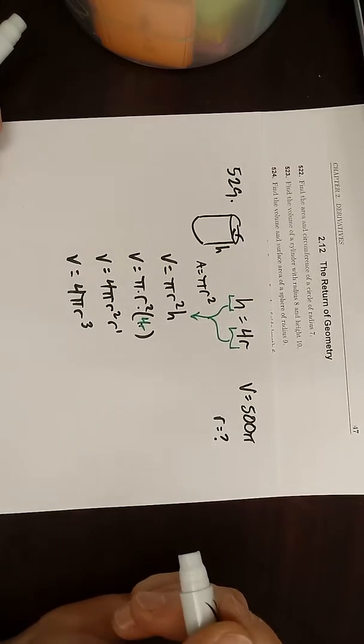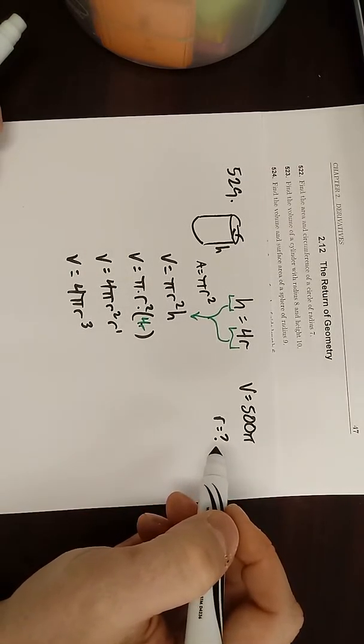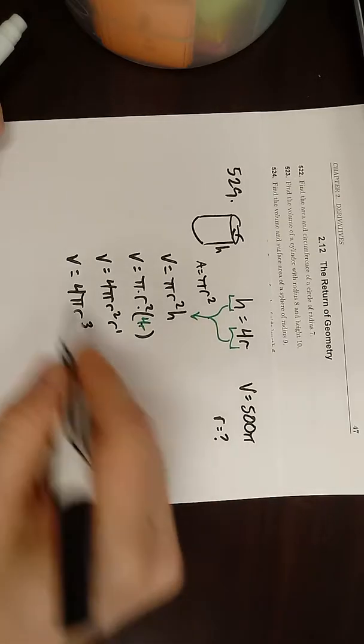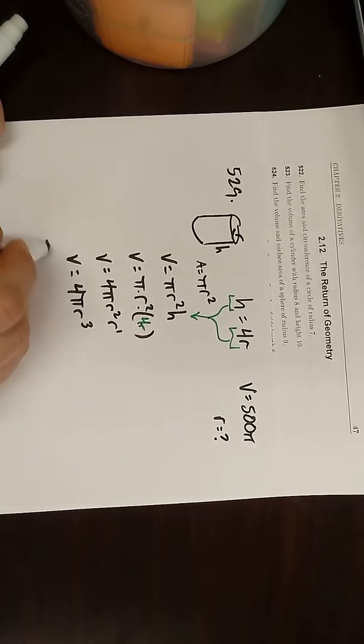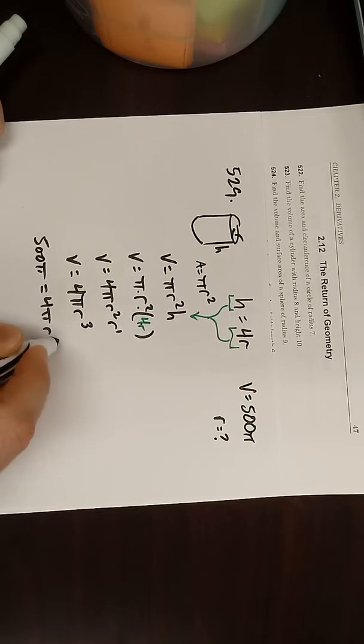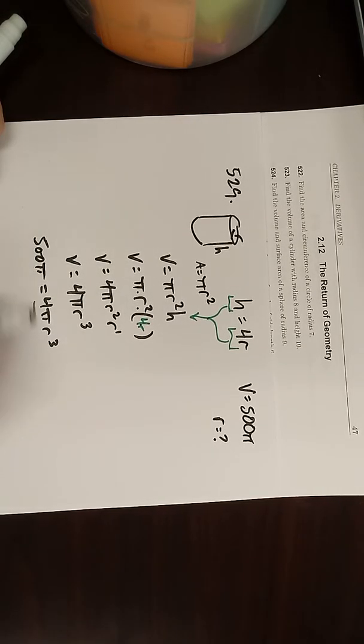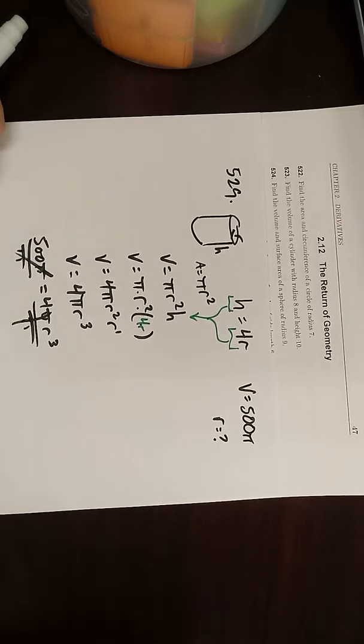My goal is to find out what the radius is. I know the volume, nothing else is a variable. So if I plug stuff in, we can divide both sides by pi. And that's going to cancel.